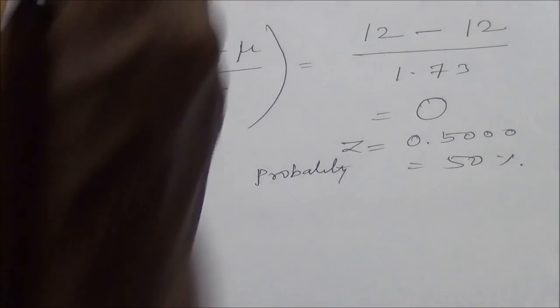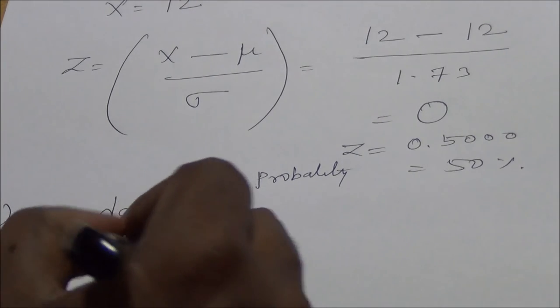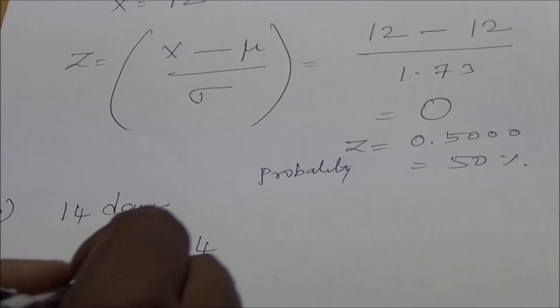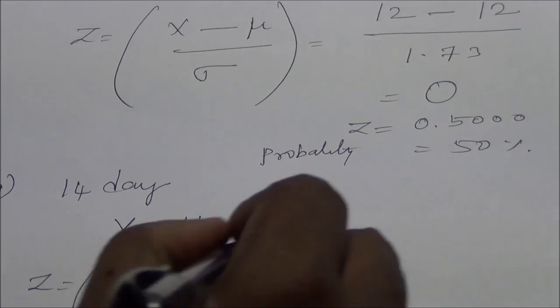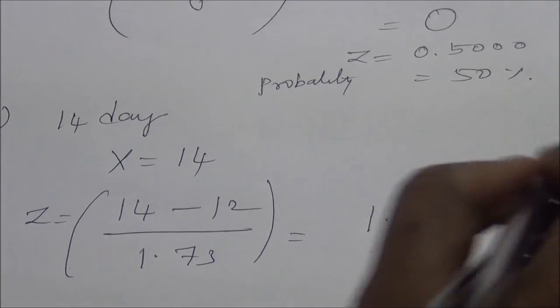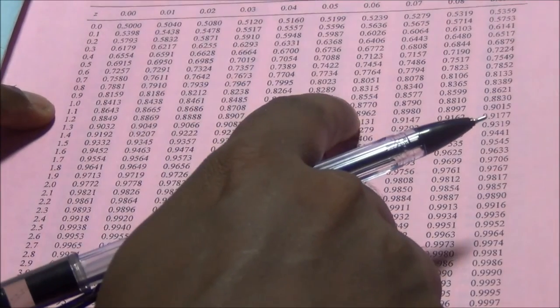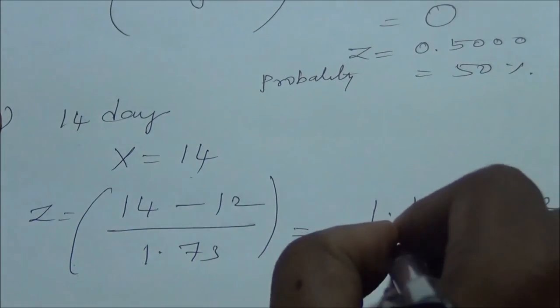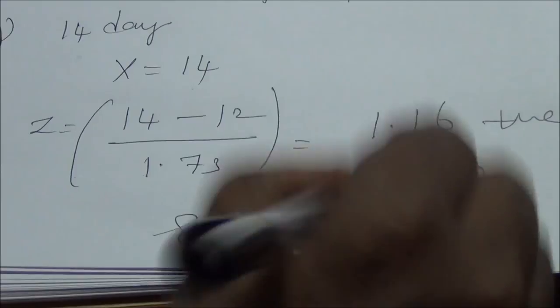And this is for the first, and the second is 14 days. So x is equal to 14. So z is equal to 14 minus 12 by 1.73, that is equal to 1.16. Since the value is positive here, go to this table and look up 1.16. 1.16 gives 0.8770. This is the z value, and the total probability is 87.70%.